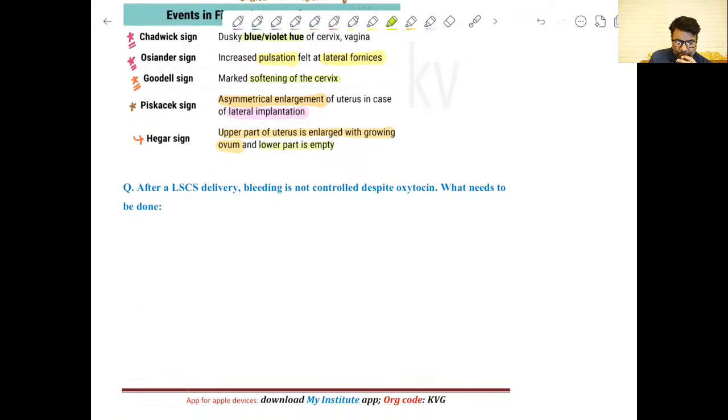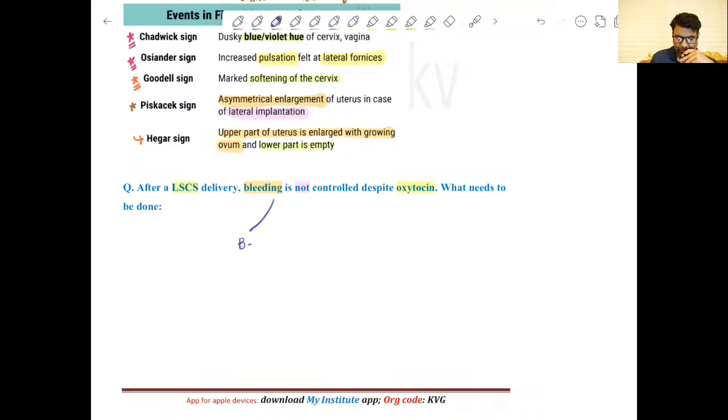Now, after a lower segment cesarean section, bleeding is not controlled even after giving oxytocin. So after doing lower segment cesarean section, there is bleeding. The treating doctor gave oxytocin, but despite that the bleeding is continuing. Now what needs to be done in such a case? So in such a case we can do two things.